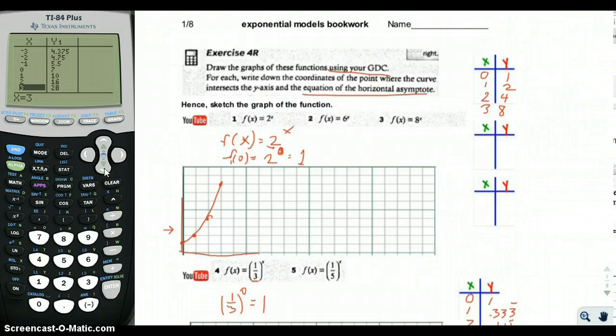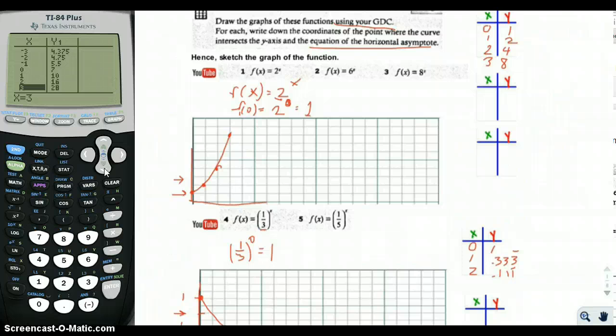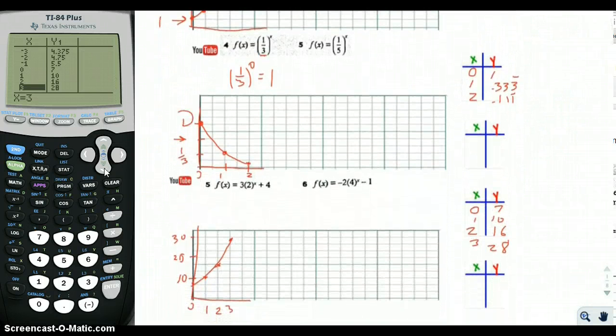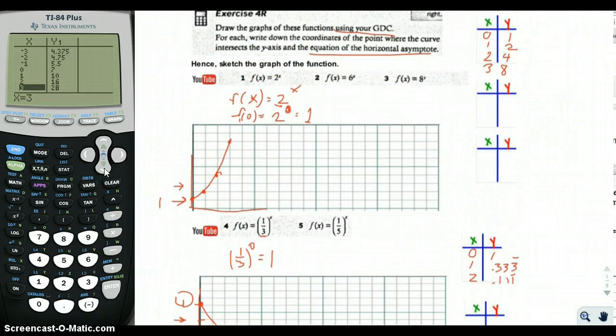Now, where does it cross the y-axis? We could mark that by writing it here. We could say, hey, this point here is 1. And this point here is 1, right? And this point here, we could write that it's 7. Okay? And then they ask for the equation of the horizontal asymptote.